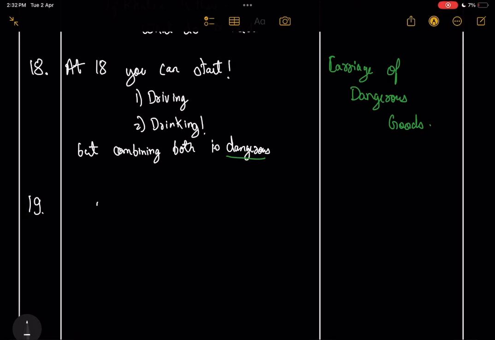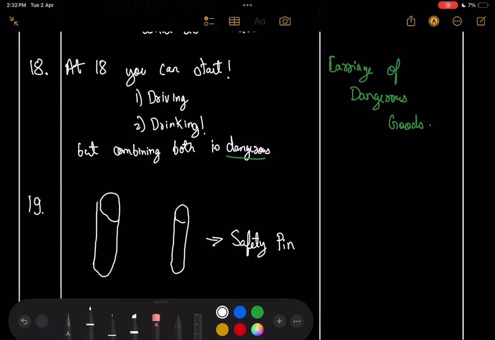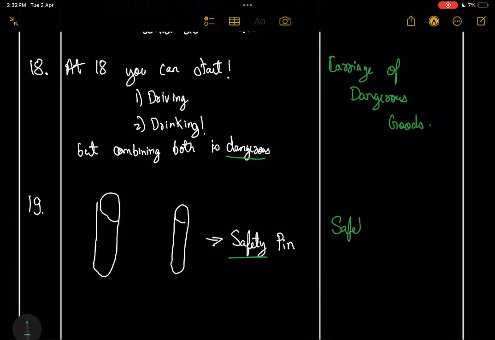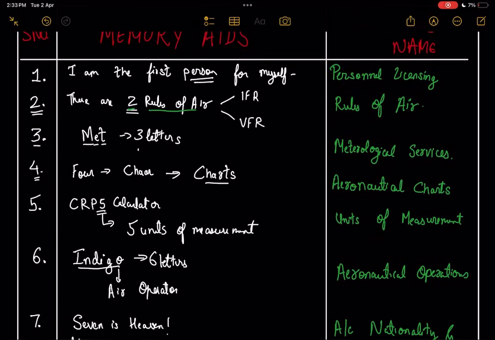Moving on to Annex 19, look at how I write 19. This is 1 and now I'm writing 9. I'll do it again. 1 9. Now what does this figure look like? This figure looks like a safety pin, isn't it? So Annex 19 refers to safety management, not safety pin, refers to safety management. So now we're done with all the 19 Annexes.